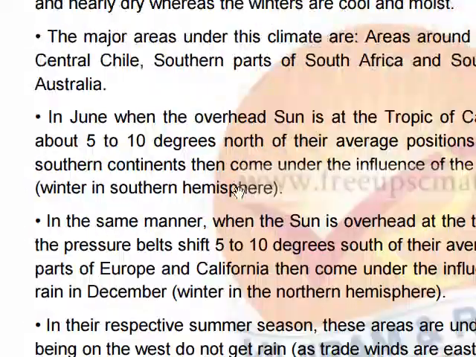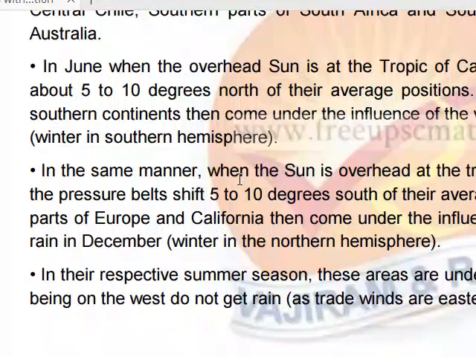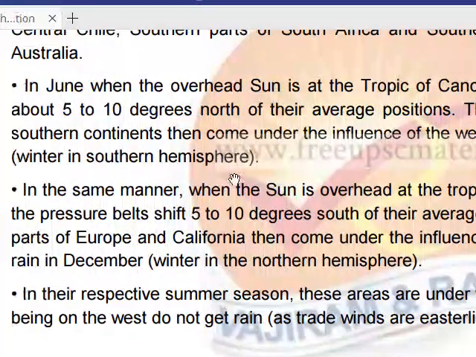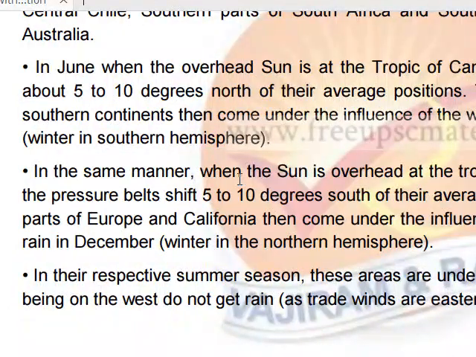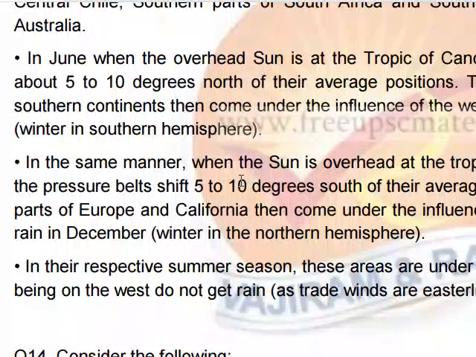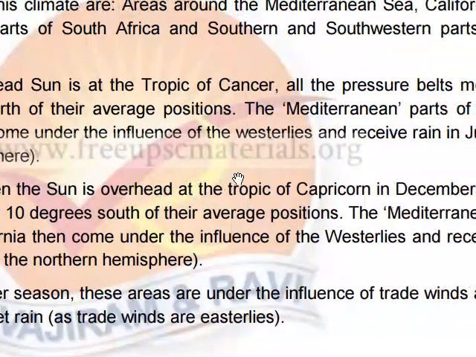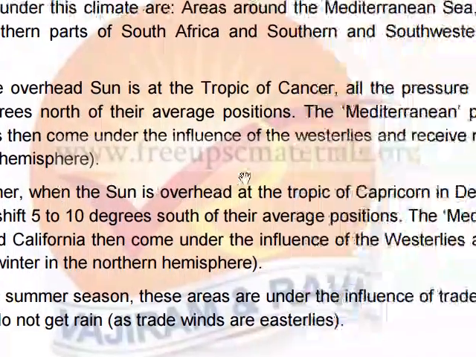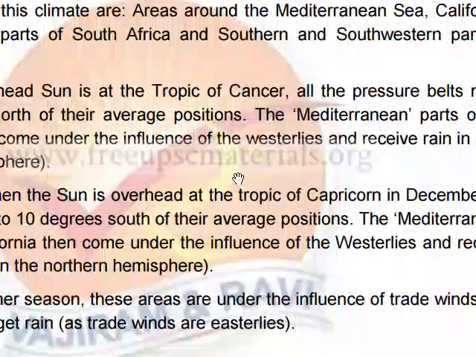In June, when the overhead sun is at the Tropic of Cancer, all the pressure belts move about 5 to 10 degrees north of their average positions. The Mediterranean parts of the southern continents then come under the influence of the westerlies and receive rain in June, winter in the southern hemisphere.